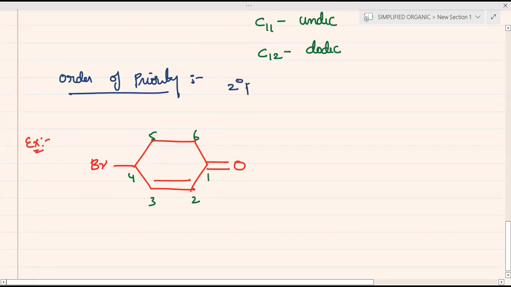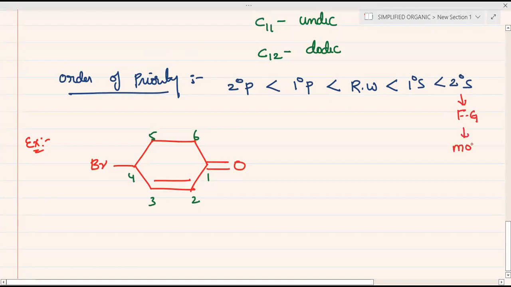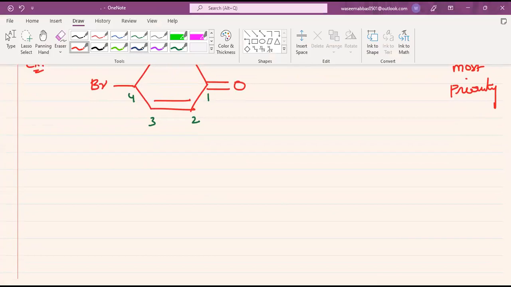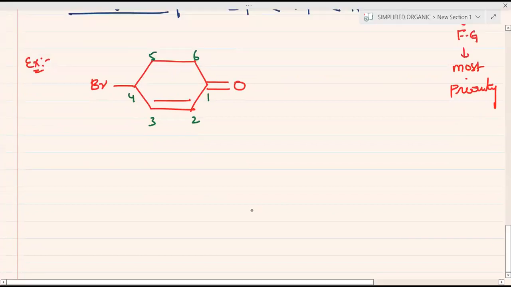Secondary prefix is least preferable. Then comes primary prefix. Then comes root word. Then comes primary suffix. Then comes secondary suffix. So according to order of preference, secondary suffix, that is the functional group, is most preferable. Most priority is given to this. So that's why I have started numbering from the ketone. I also suggest students not to give the total name at once. Give the name first in different parts and then ultimately join them.